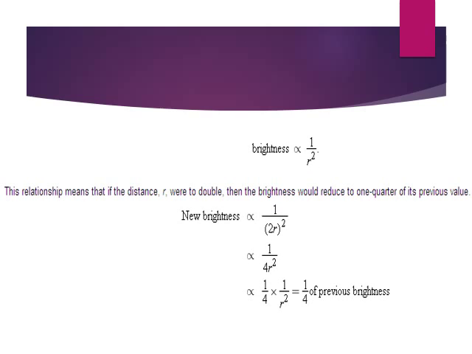The relationship, therefore, is that brightness varies with 1 over the radius squared, or is proportional to 1 over the radius squared. So that means if the distance r were to double, then the brightness would reduce to 1/4 of its previous value, as shown in the equation below.